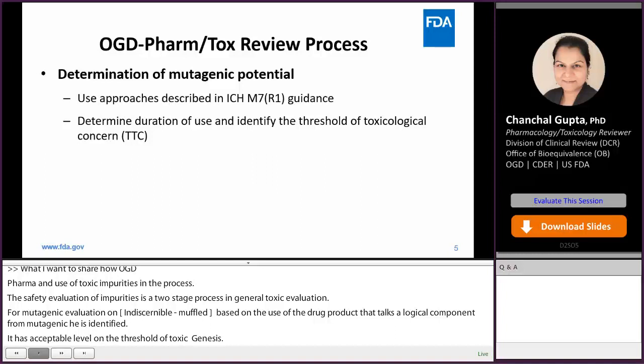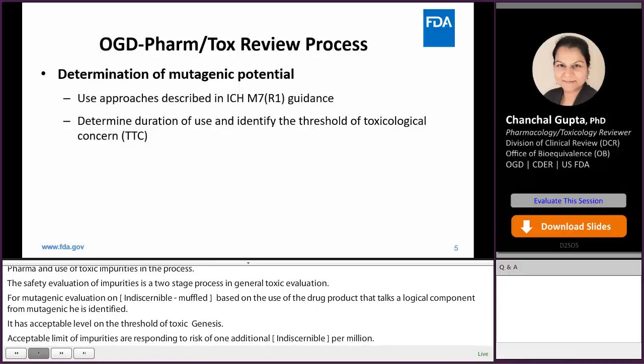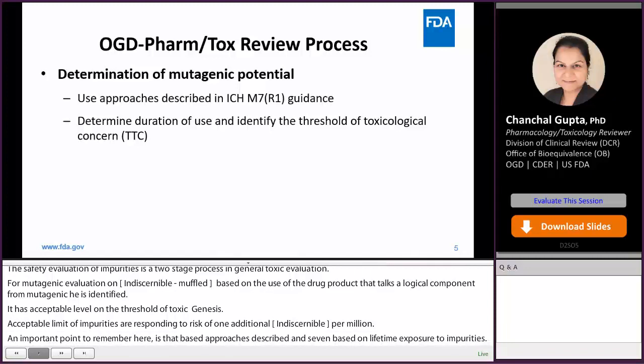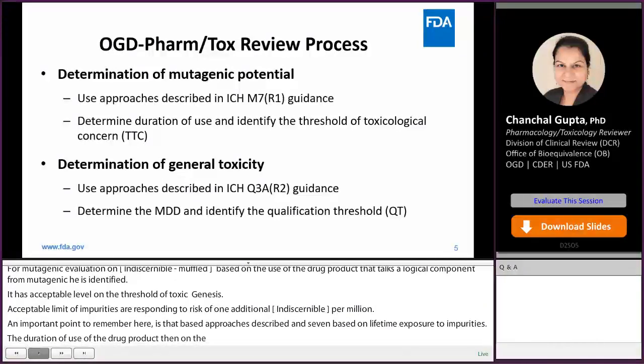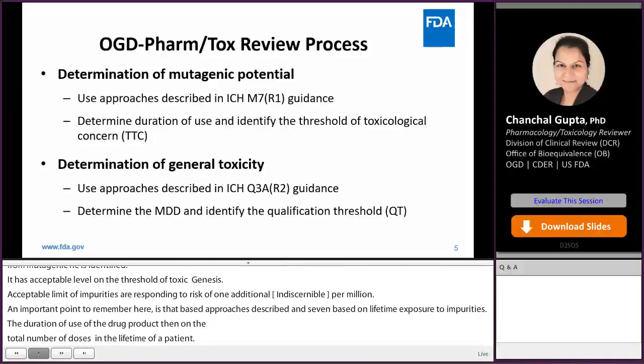An important point to remember here is that TTC-based approaches described in ICH-M7 are based on lifetime exposure to mutagenic impurities. Therefore, the duration of use of the drug product depends on the total number of dosing days in the lifetime of a patient. For general toxicity evaluation of drug substance impurities, OGD-Pharm relies on ICH-Q3A guidance, which describes the qualification thresholds based on the maximum daily dose of the drug substance.